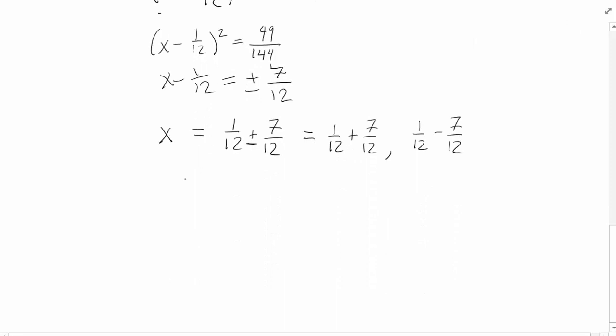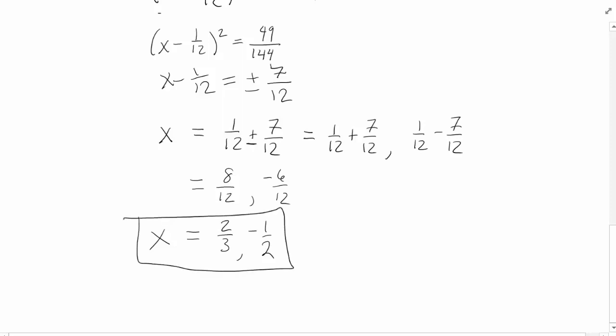If I do some algebra on that, x is equal to 1/12 plus 7/12, which is 8/12, or 1/12 minus 7/12, which is minus 6/12. If I simplify those, 8 and 12 have a 4 in common, so the first one is 2/3, and the second is minus 1/2. So here are my two options for what x is equal to.